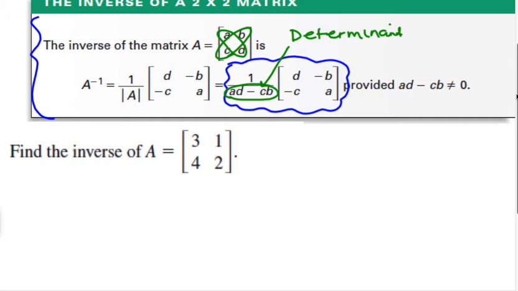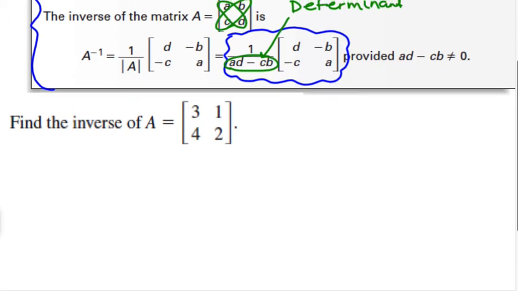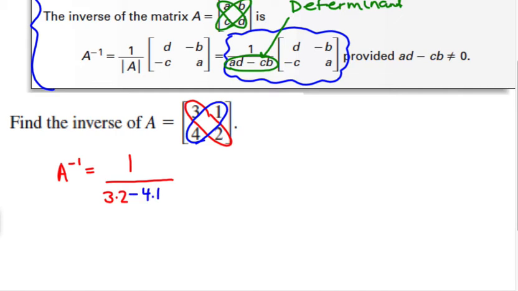Okay, so we're going to find the inverse of this 2 by 2 matrix. We have matrix A, which is 3, 1, 4, 2, and we want to find its inverse. So we say the inverse equals 1 over, and now we're going to take A times D, so 3 times 2, and then C times B, that's your determinant in the denominator there.